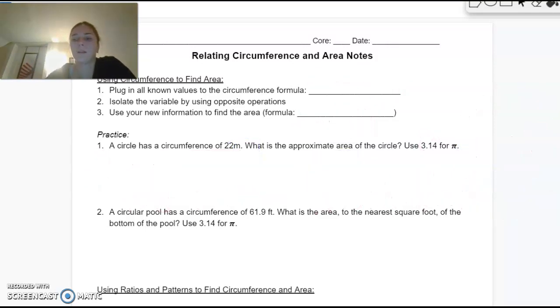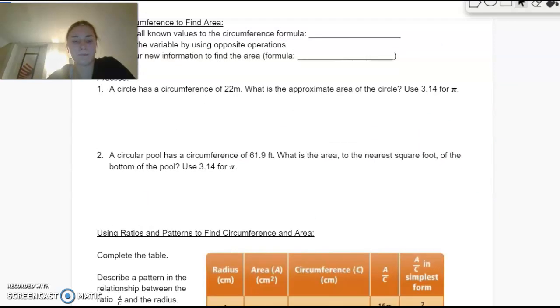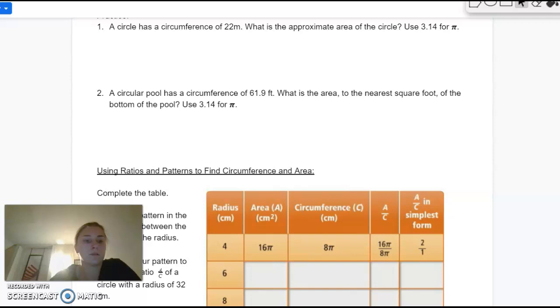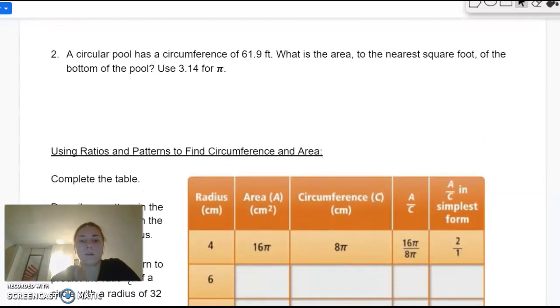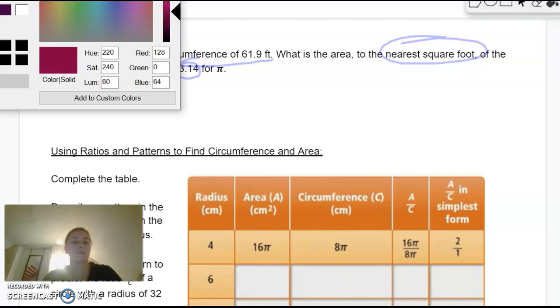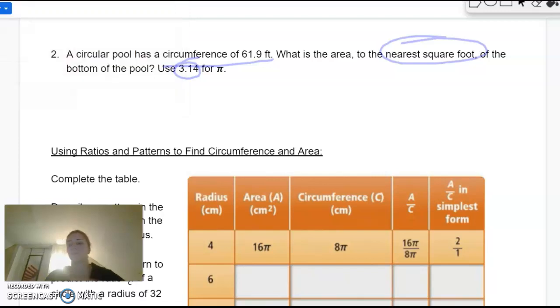Now we're going to move on to number 2. We have, zoom in a little bit. Okay, we have a circular pool with a circumference of 61.9 feet. What is the area to the nearest square foot? And we're using 3.14 for pi. Okay, so we're going to start here. Let's change back to our red.